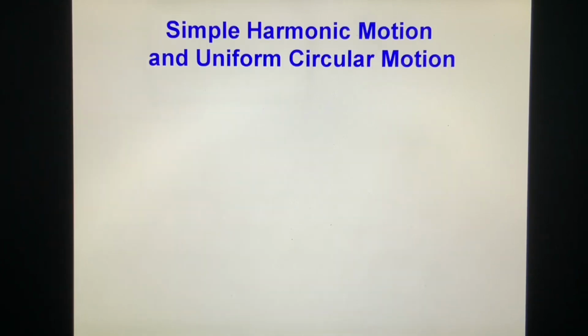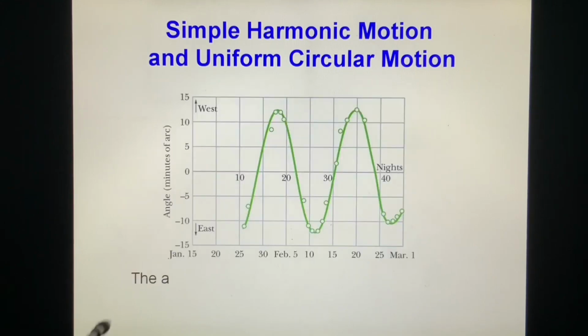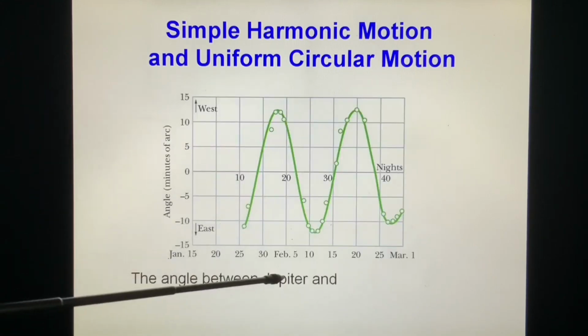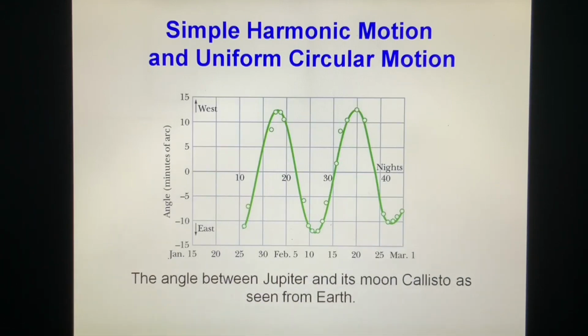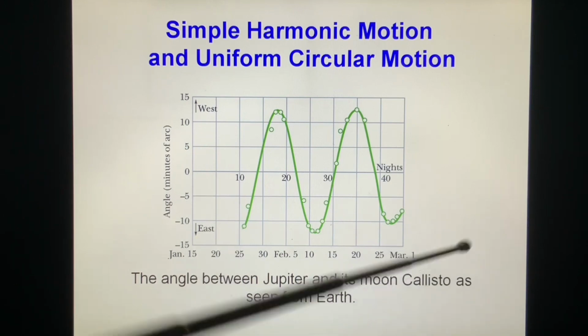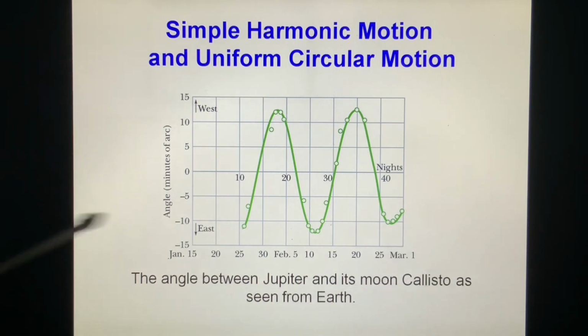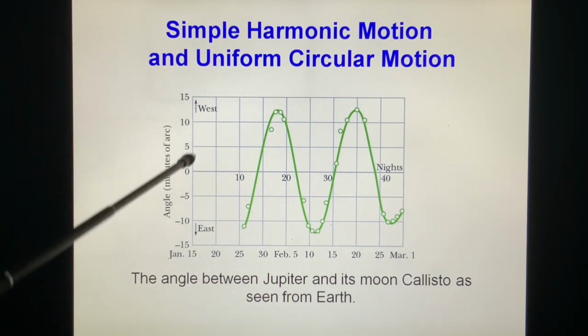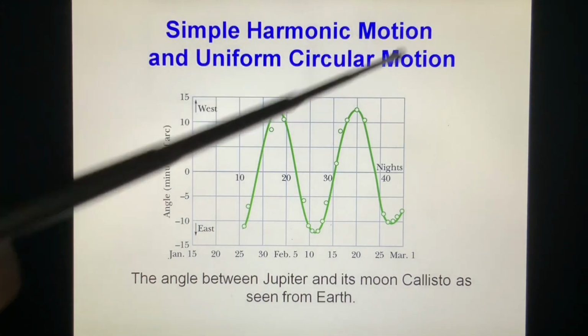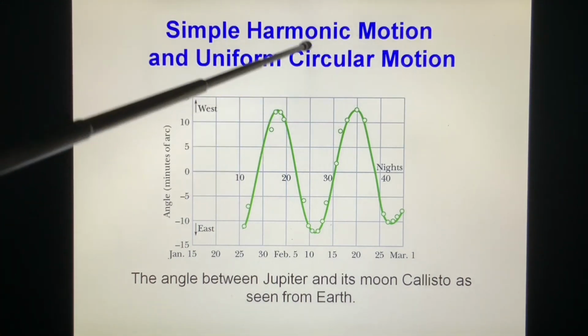Simple harmonic motion and uniform circular motion. We see this is Jupiter and its moon, Callisto. We look at this one, we know its moon moves around it, but when we watch it, it looks like simple harmonic motion. So we find we can relate simple harmonic motion with uniform circular motion.